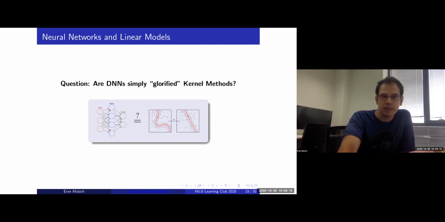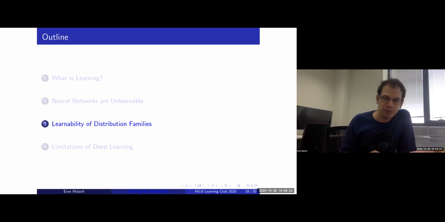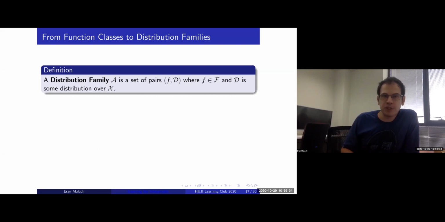So I'll try to answer it. I'll try to give a negative answer to this question. But before this, I'll try to convey the second point of this lecture, of this talk. In order to answer this question, I want to make a shift in our view of learning models and all the things that I discussed previously. And this shift would be based on moving from understanding function classes to understanding distribution classes, or distribution families.